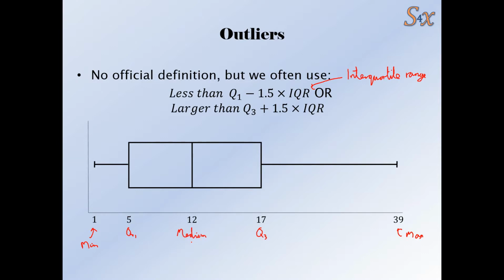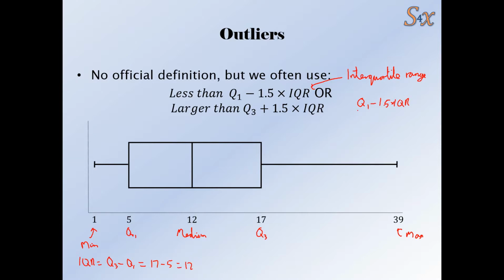What we want to do is tell: is this 1 possibly an outlier? Or is this 39 an outlier? Or are both of them outliers? And we're going to check. So first of all, using this criteria, we're going to do Q1 minus 1.5 times the interquartile range. First of all, we need the interquartile range, don't we? So we'll do that down here. The interquartile range, if you remember, is Q3 minus Q1. That's 17 minus 5, if we have a look at our box plot, which is 12.